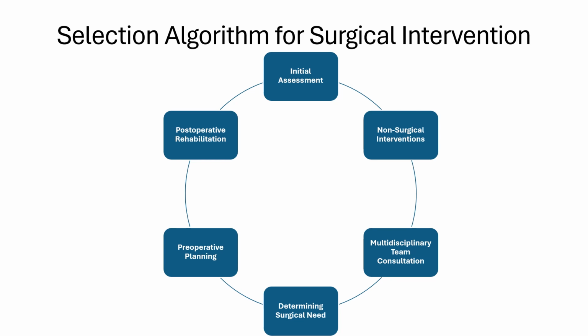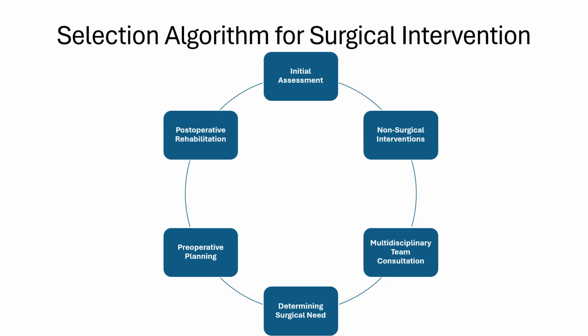Here's the algorithm for surgical intervention. So the initial assessment is done, then we decide whether there's a non-surgical intervention role here, and we use a multidisciplinary team. I listen to my therapists who spend time with the patient, they understand the patients, and they have the final say in my practice whether we proceed or we don't proceed, apart from the physical assessment.